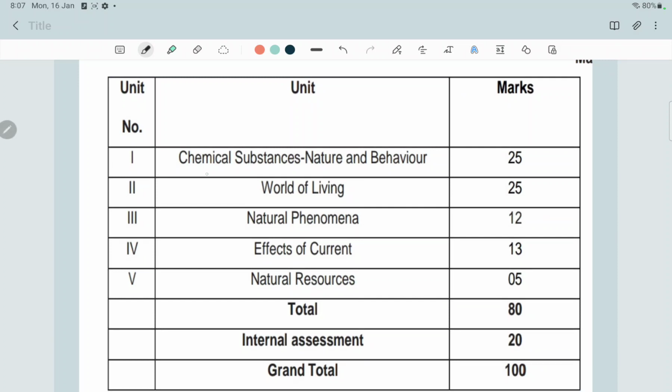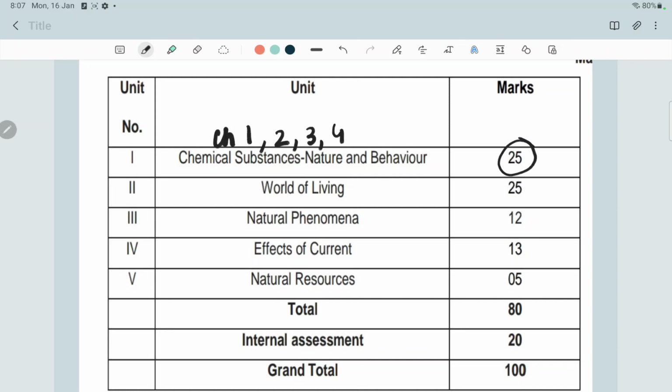Now, talking about the number of units, there are 5 units in our textbook. In the first unit, which is chemical substances, nature and behavior, the chapters that are included are chapter 1, 2, 3 and 4. So basically all the chapters of chemistry are a part of this unit. It comprises of a total of 25 marks.